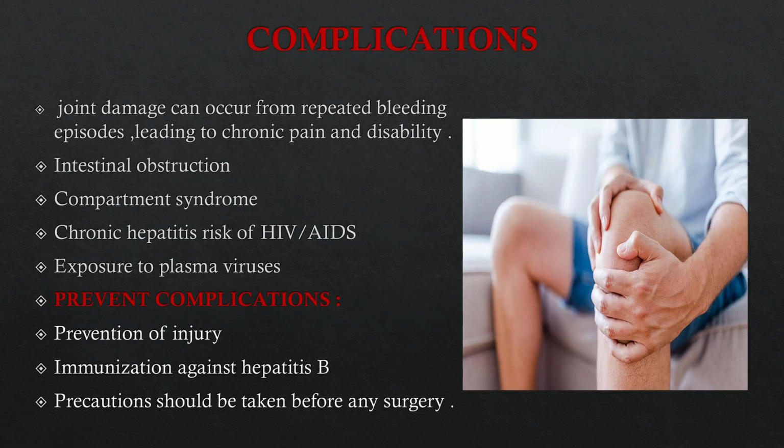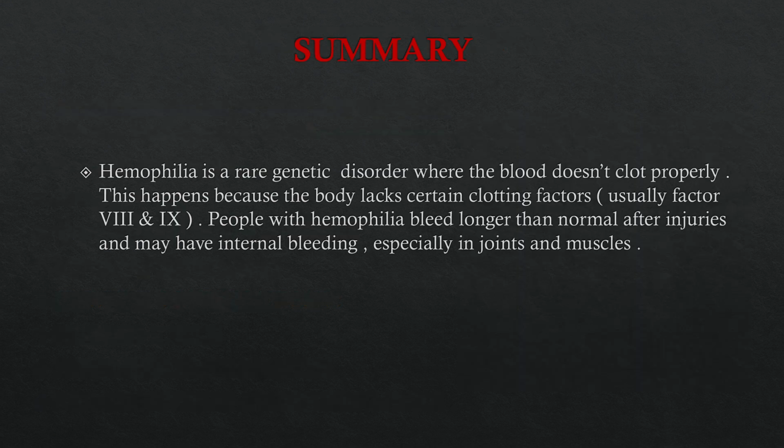Complications: joint damage can occur from repeated bleeding episodes, leading to chronic pain and disability. Intestinal obstruction can be seen. Compartment syndrome. It is a painful condition where the pressure within the muscle increases. Chronic hepatitis, risk of HIV and AIDS, exposure to plasma viruses. To prevent these complications, prevention of injury should be ensured, along with immunization against hepatitis B. Precaution should be taken before any surgery.